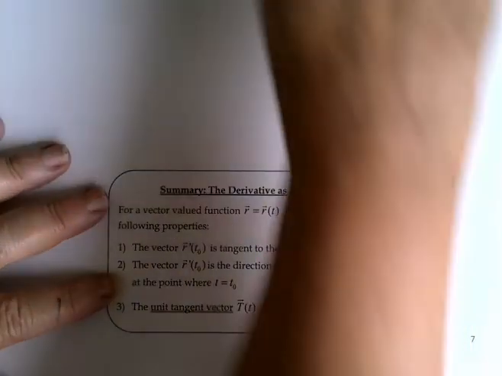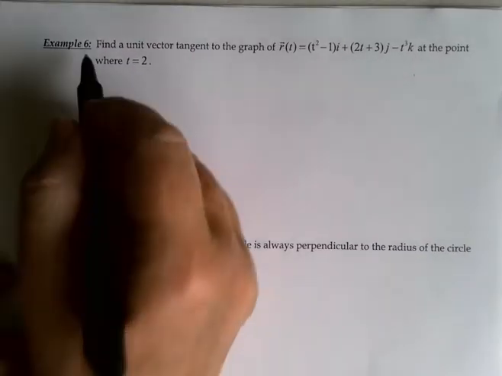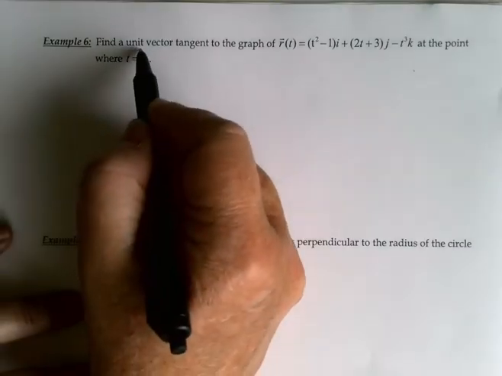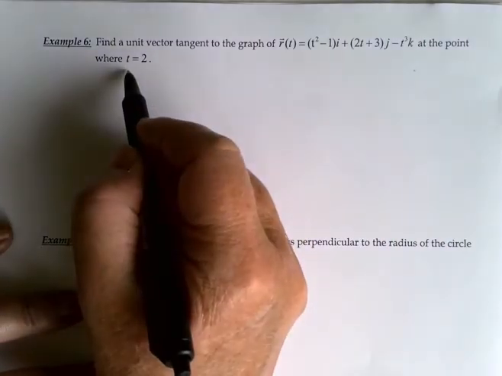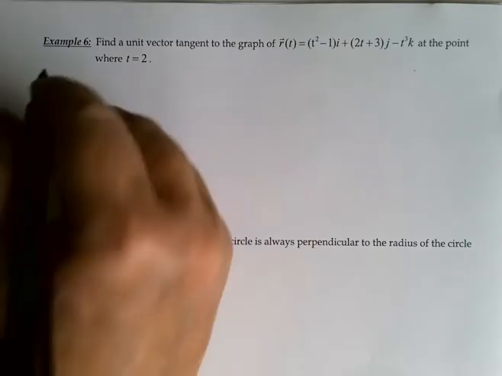All right. A couple of other things to do with tangent vectors, which we now know are just derivatives. In example 6, instead of a tangent line, I'm just asked to find a unit tangent vector to the graph of this r of t at the point where t equals 2. This is a more complicated r. I'm not going to try and draw it, although we could with Maple. But we can certainly find the tangent vector.